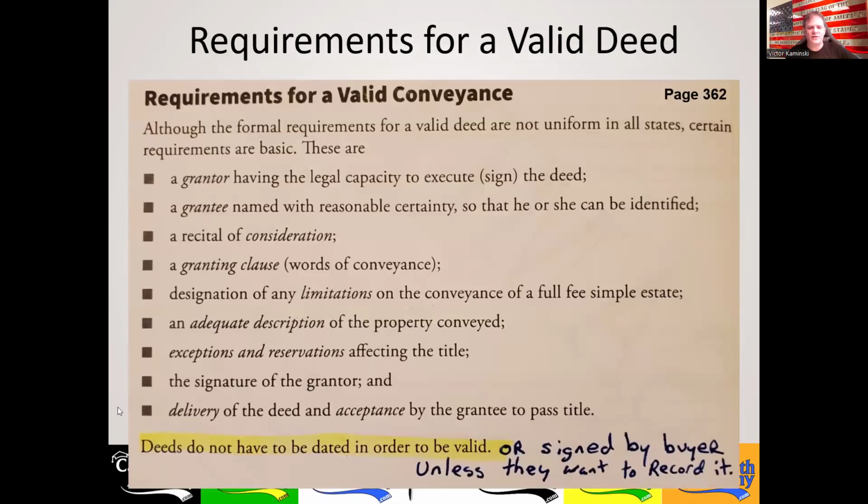So let's highlight underneath it. Deeds do not need to be dated in order to be valid. And also right there, or signed by the buyer unless they want to record it. And then their signature needs to be acknowledged as well. So deeds do not need to be signed by the buyer unless they're going to record the document. And then their signatures also need to be acknowledged by an attorney, a notary, a judge, or some other trusted person like an elected politician. Trusted person, right?